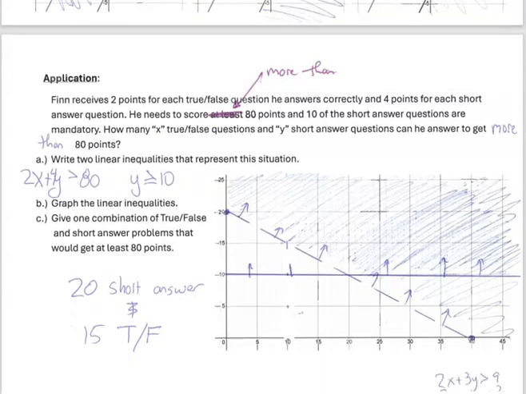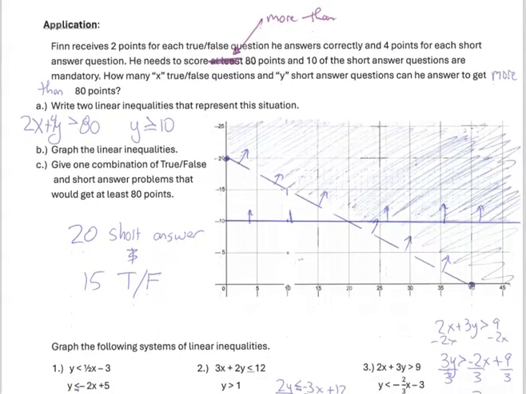The next problem is talking about Finn receives 2 points for true or false questions he answers correctly and 4 points for short answer. He needs to score, and I changed it to be more than just to get a little bit of variation in here, more than 80 points, and 10 of the short answer questions are mandatory, so you have to do at least 10 of those.